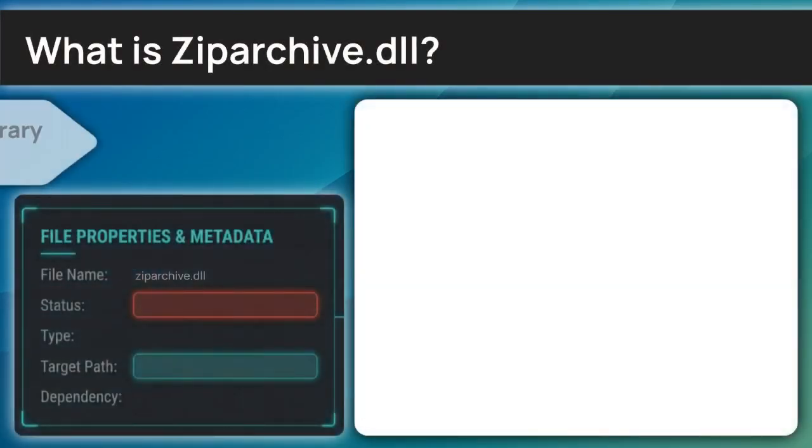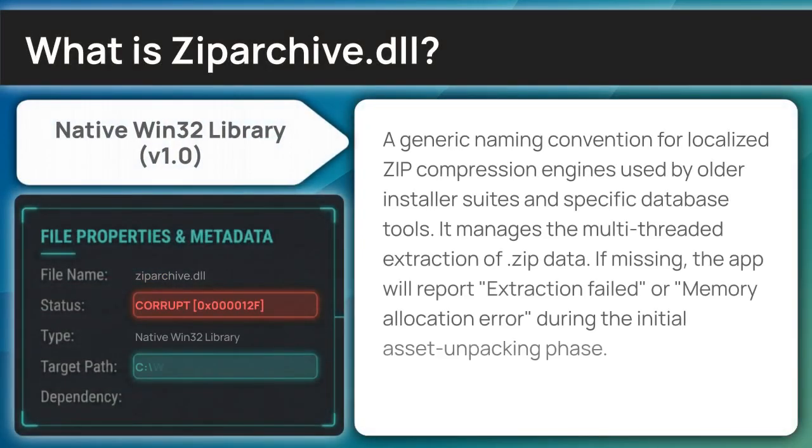This is the Zip Archive Library, a generic naming convention for localized zip compression engines used by older installer suites and specific database tools. It manages the multi-threaded extraction of .zip data. If missing, the app will report extraction failed or memory allocation error during the initial asset unpacking phase. Now that you're up to speed on the file's role, let's begin the repair process.